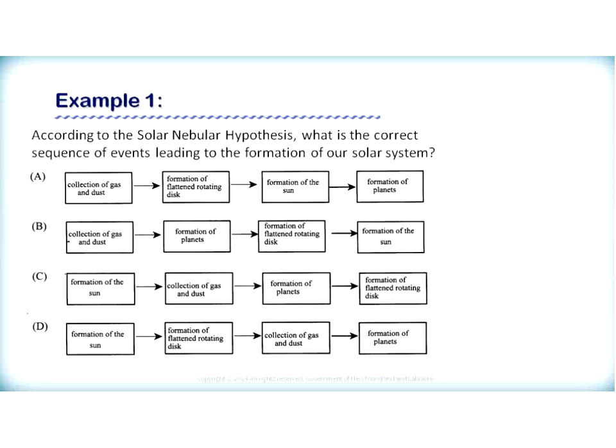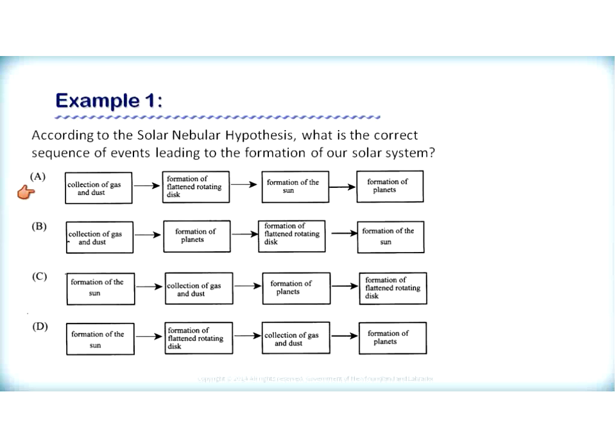Let's have a look at some examples of past public exam questions. According to the solar nebula hypothesis, what is the correct sequence of events leading to the formation of our solar system? We have four choices.